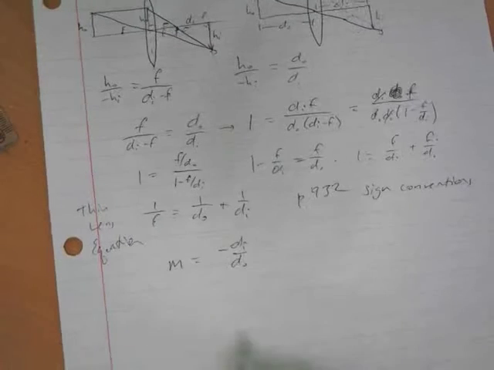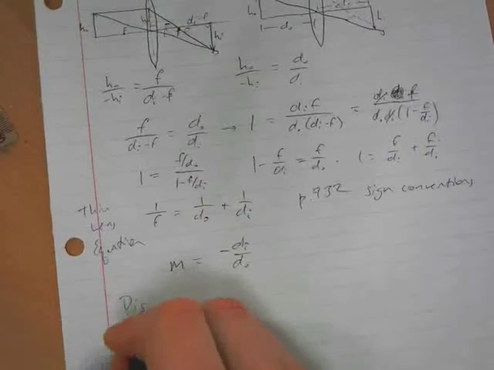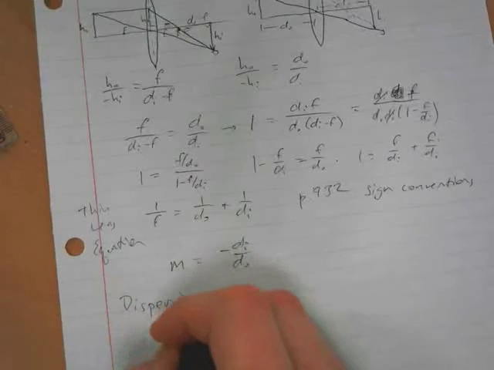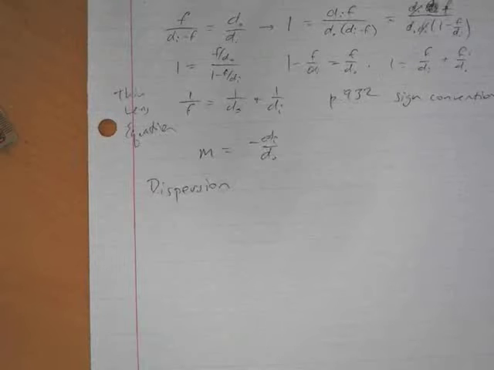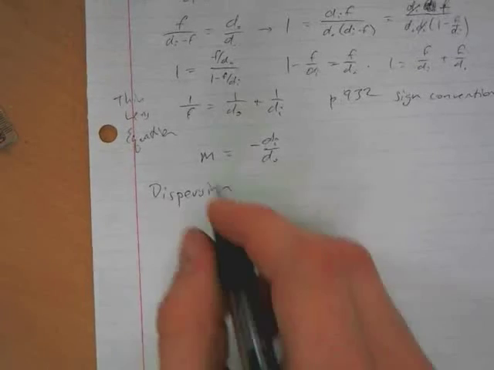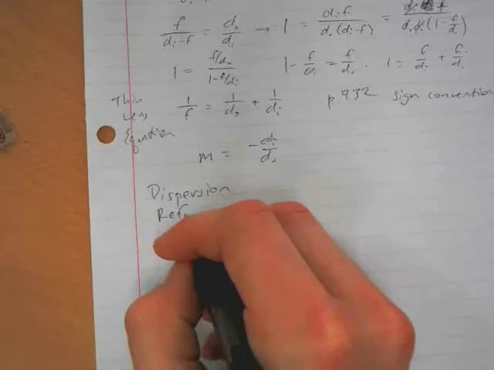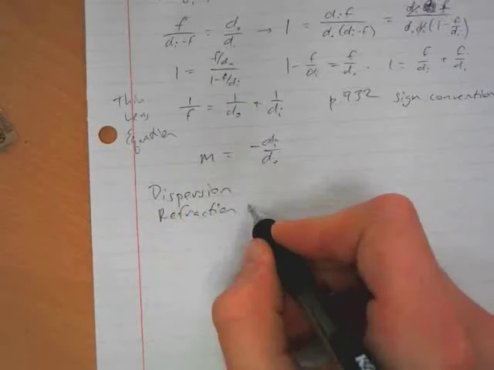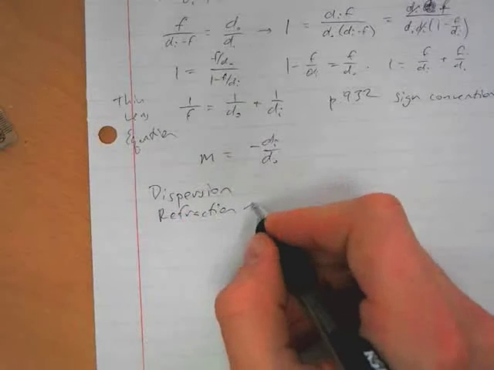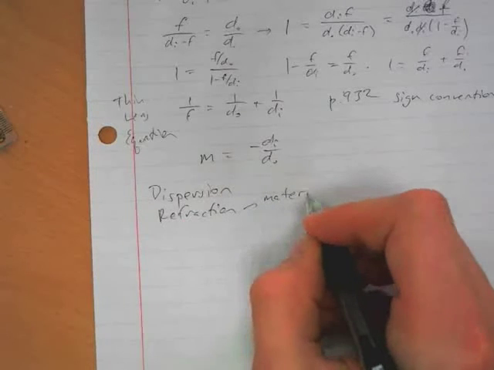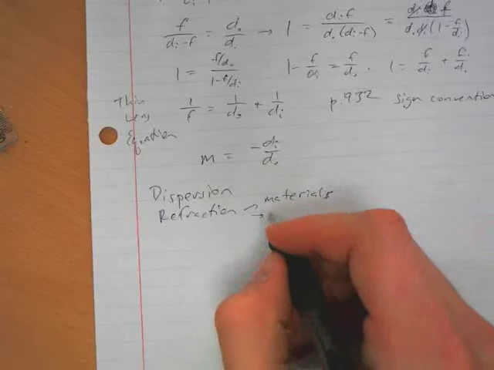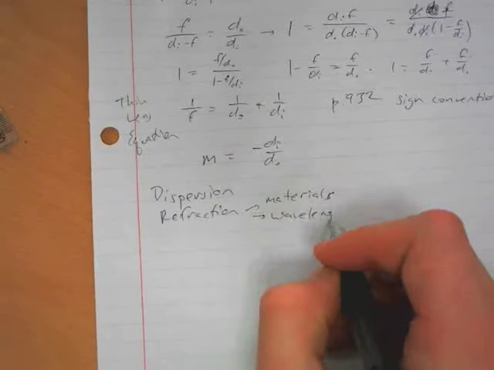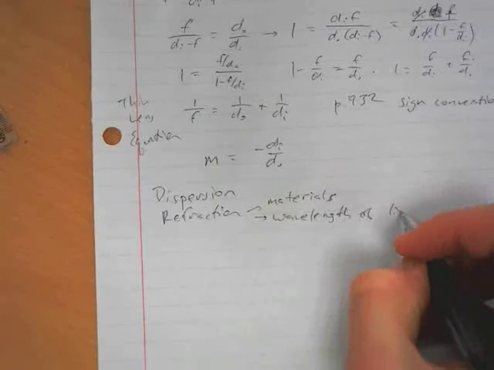We also want to talk about dispersion. That's another effect that's related to refraction. Refraction depends on the index of refraction, so it depends on the materials in question. But it also depends on the wavelength of the light involved.